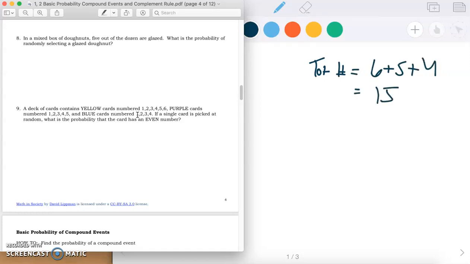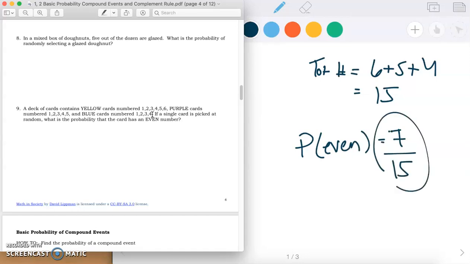And we want to know what is the probability that the card has an even number. So let's look real quick. We have 1, 2, 3, 4, 5, 6, 7 possibilities of getting even. So the probability of getting even equals 7 over 15, and that can't be reduced anymore, so that would be our answer, 7 over 15.